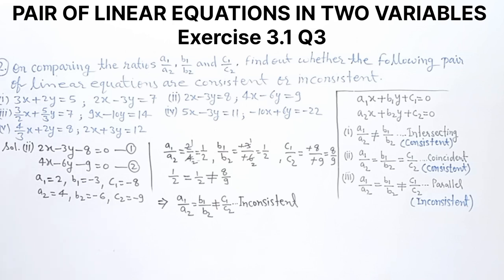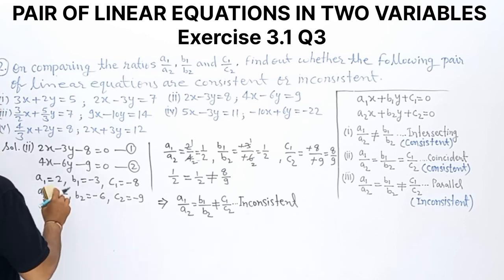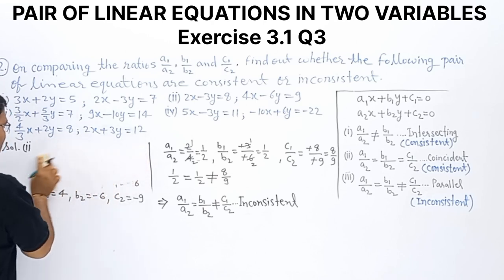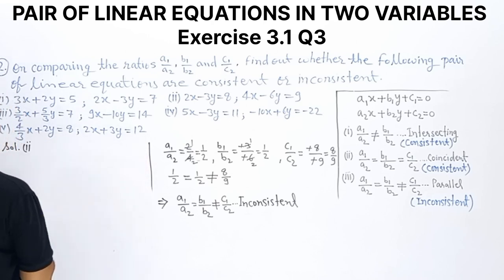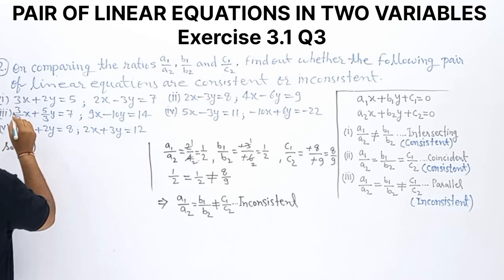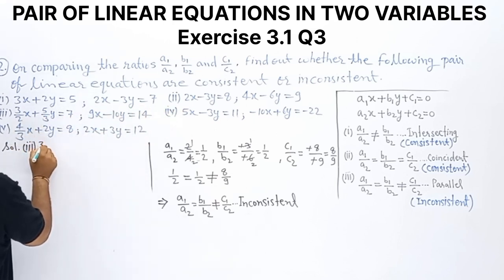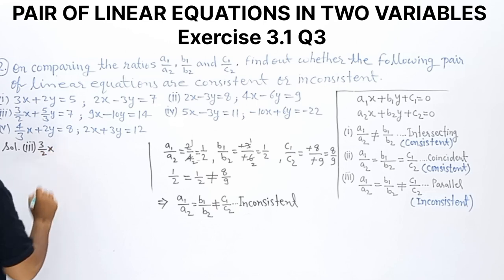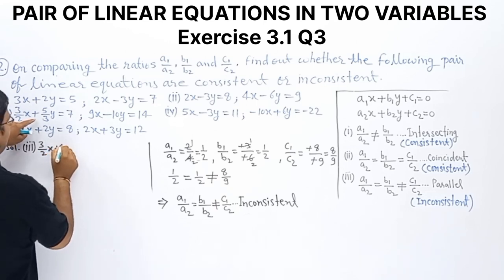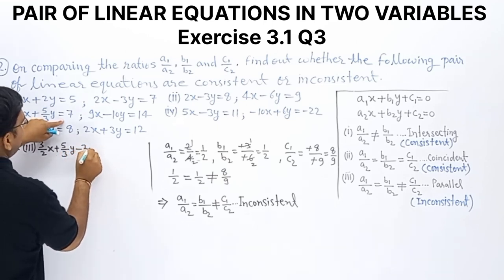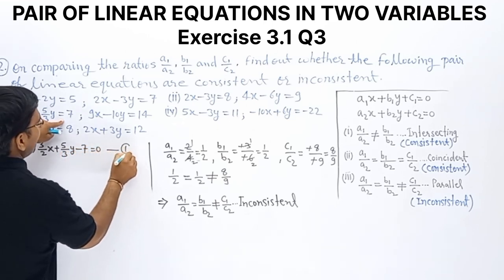Now I am taking the next question. Question number 3. What about this question? Same process we will follow. I am writing in the general form. How will we write? 3 by 2 x plus 5 by 3 y minus 7 equal to 0. This is equation number 1.